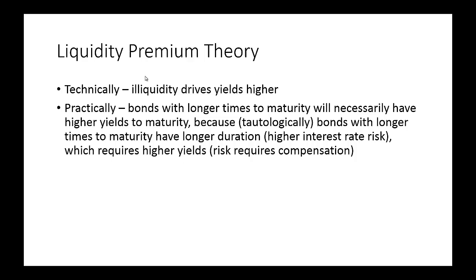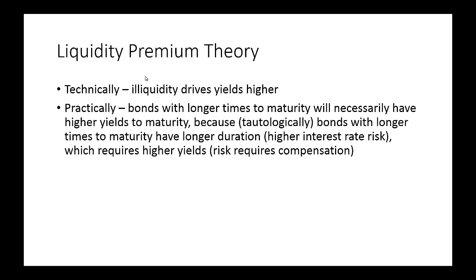Now, technically, the liquidity premium theory says that illiquidity drives yields higher. Practically speaking, this is what we think of when we think of the liquidity premium theory. Bonds that have longer times to maturity will necessarily have higher yields to maturity. This is because, and this is a tautology, bonds with longer times to maturity have longer duration. They have higher interest rate risk. We talked about this when we looked at the teeter-totter. Remember that the length of the lever, interest rate risk, that is duration. And duration is driven by time to maturity.